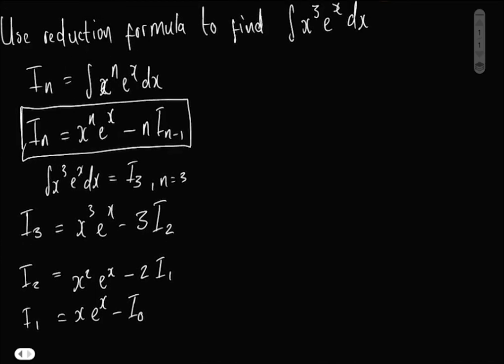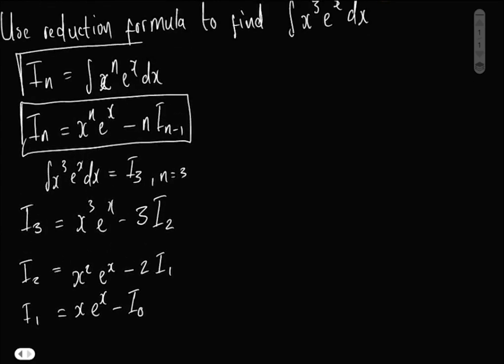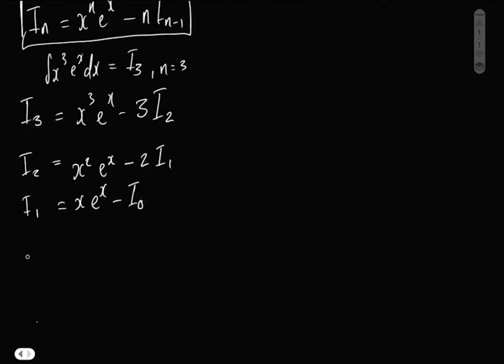And how do we evaluate I0? You go to what your form is. So here, we use this original expression where we say that our In is the integral of x to the n e to the x. So that means I0 would be the integral of x to the 0 e to the x dx. And what is x to the 0? It's just 1. So that means I0 is equal to the integral of e to the x dx, because 1 times e to the x is just e to the x. And that means I0 is equal to e to the x, because the integral of e to the x dx is just e to the x.